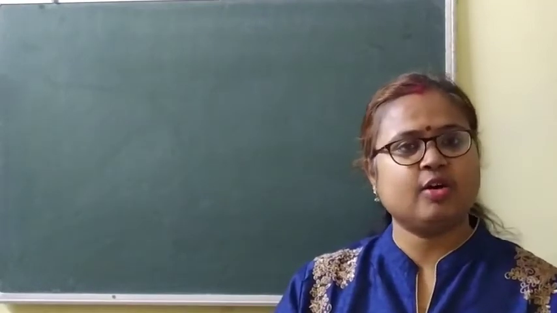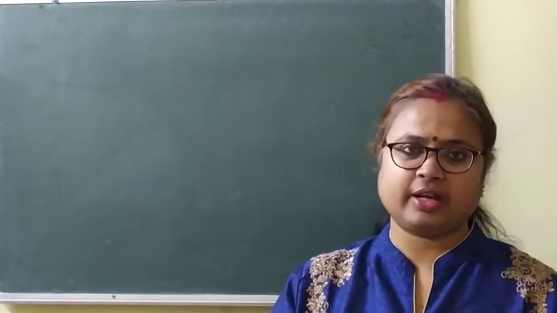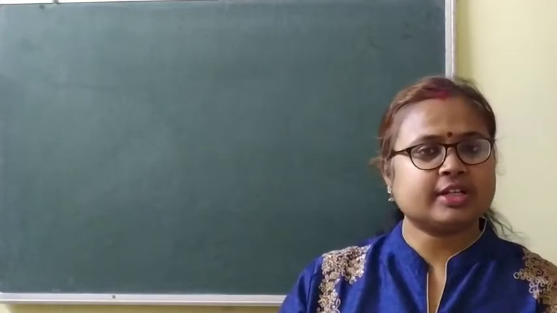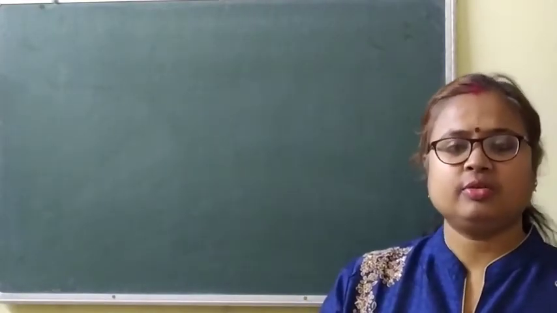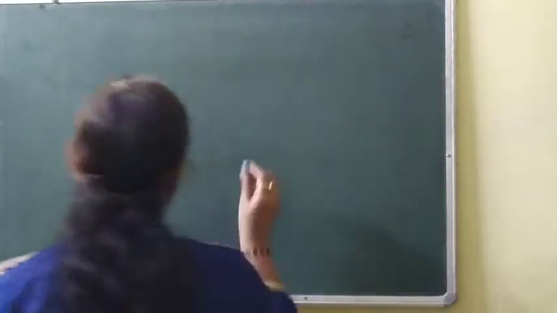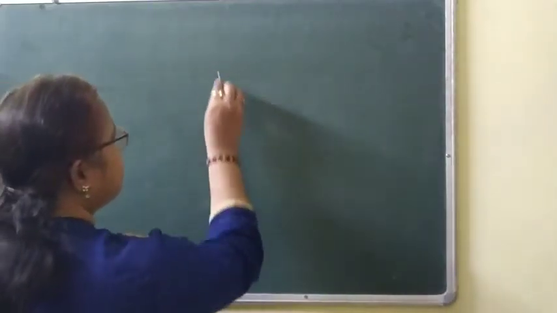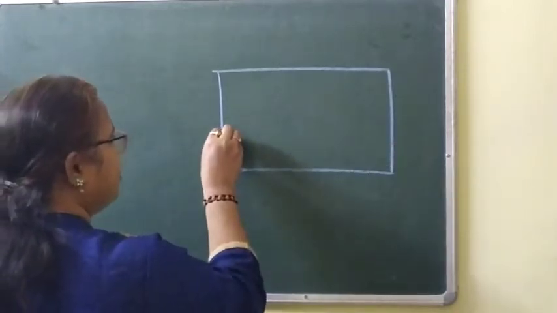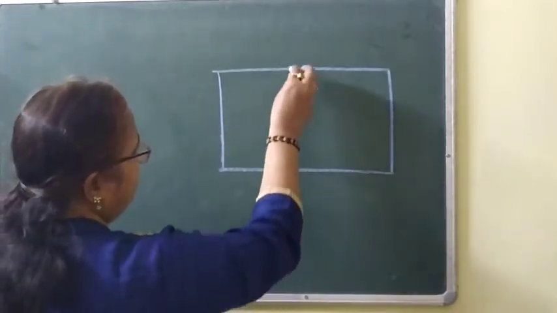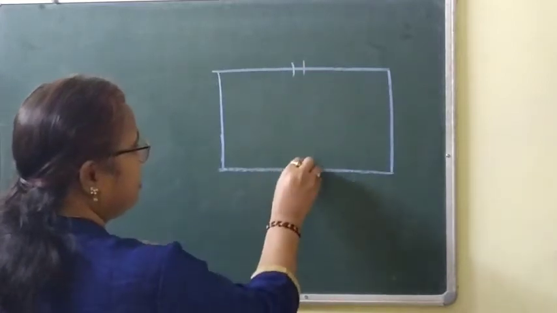How to find the area of a rectangle and a square. So first I'll discuss what a rectangle is and what a square is. This is a basic concept that you should know. A rectangle means the figure which is surrounded by four sides, and opposite sides are equal.